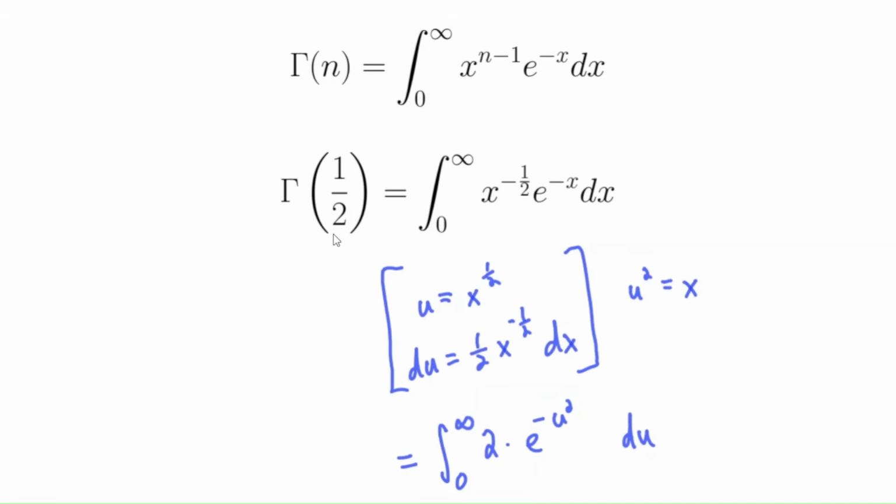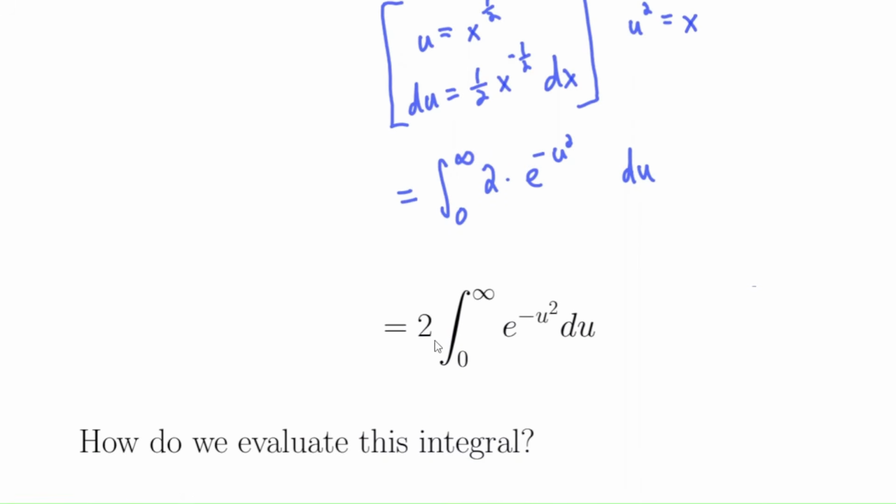So notice now we finally found the value of gamma of 1/2. Gamma of 1/2 was equal to 2 times this integral. So this is 2 times the square root of pi over 2, which simplifies to the square root of pi. So gamma of 1/2 is the square root of pi.